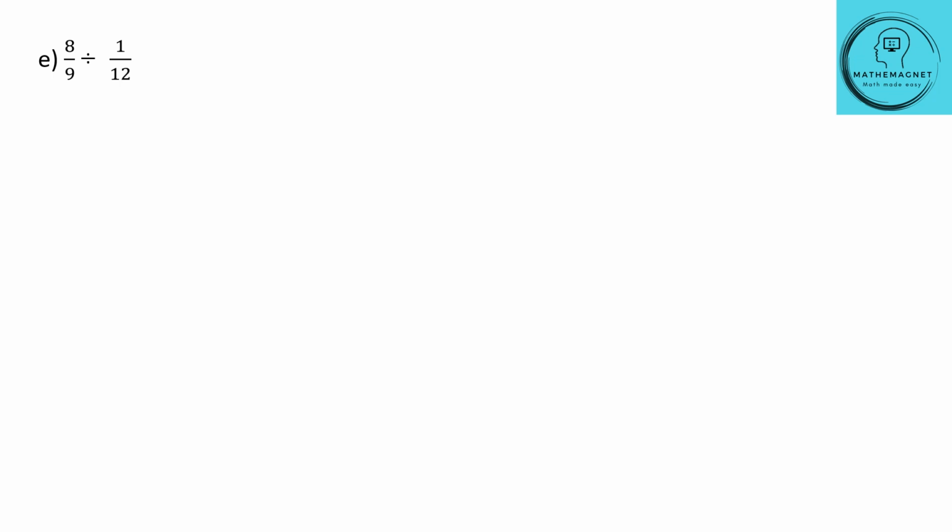The next question, E. 8 by 9 divided by 1 by 12. It can be rewritten as 8 by 9 into 12 by 1. Now 9 and 12 go in the 3 table. 9 goes 3 times and 12 goes 4 times. So finally you can rewrite it as 8 into 4 by 3 into 1. So it will be 4 into 8 is 32. 3 into 1 is 3. So it becomes 32 by 3. You cannot simplify this further. So we will write this in the simplest form, which is a mixed fraction. It becomes 10 2 by 3.